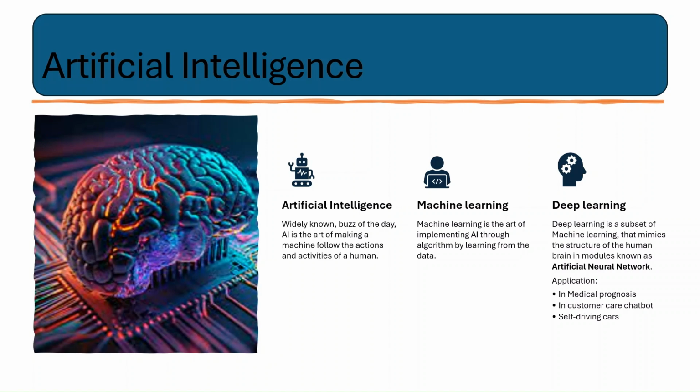Deep learning is a subset of machine learning, once again, that mimics the structure of the human brain, popularly known as artificial neural network or ANN. Deep learning is widely used in medical prognosis. Say, for example, patients who have the probability of cancerous cells: to what extent the cancerous cells have migrated, what the current condition of the cancerous cells is, you can understand and predict beforehand.